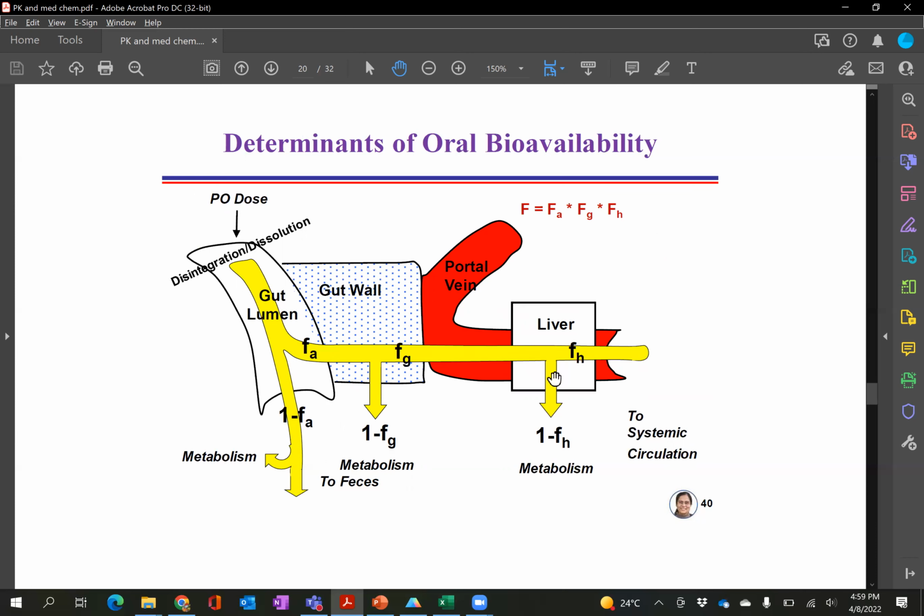Once you go into the portal vein, there's a third process, which is the liver, right? Going through the liver, you have FH% of the drug get through. The rest will be metabolized. So eventually, after all these 3 processes, you get into the systemic circulation. So the total bioavailability equals these 3 fractions multiplied together. Okay.